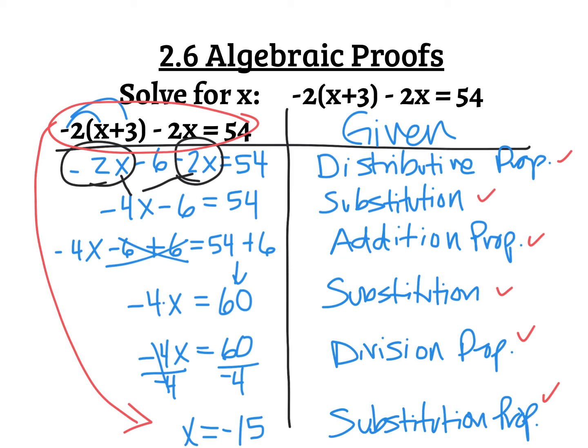It's 100% correct. This is an algebraic proof, a two-table algebraic proof, where you solve the problem on the left and you justify on the right. And if you can justify every single thing, then the last step, the proof part, must be correct.